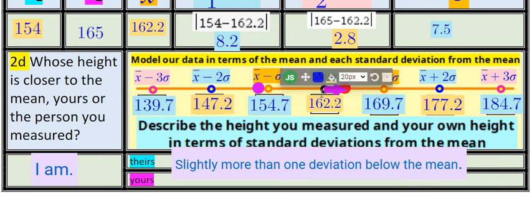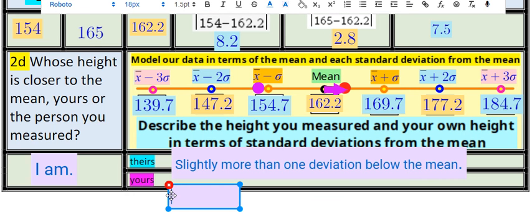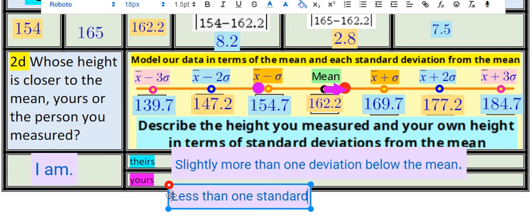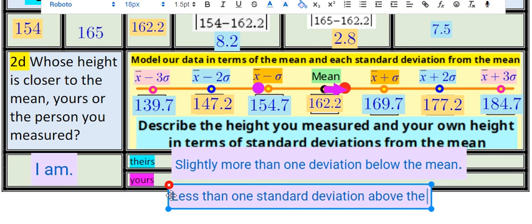Now, when we look at this purple arrow to describe my height, this doesn't even go an entire standard deviation from the mean. So I am really close to the mean. So what I'm going to say is less than one standard deviation above the mean.